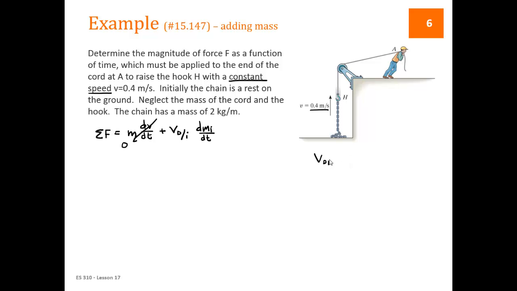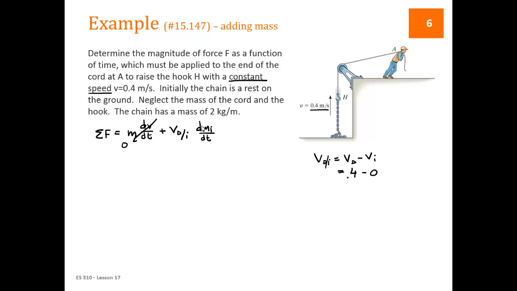v_di is equal to v_d minus v_i. Well, v_d is the speed that the device is moving. In this case, the device would be the hook, right? So that is 0.4. v_i is the speed that the chain is moving, and the chain is not moving. It's sitting stationary on the ground. So this is minus 0. So v_di is actually just 0.4. So that gives us the v_di.